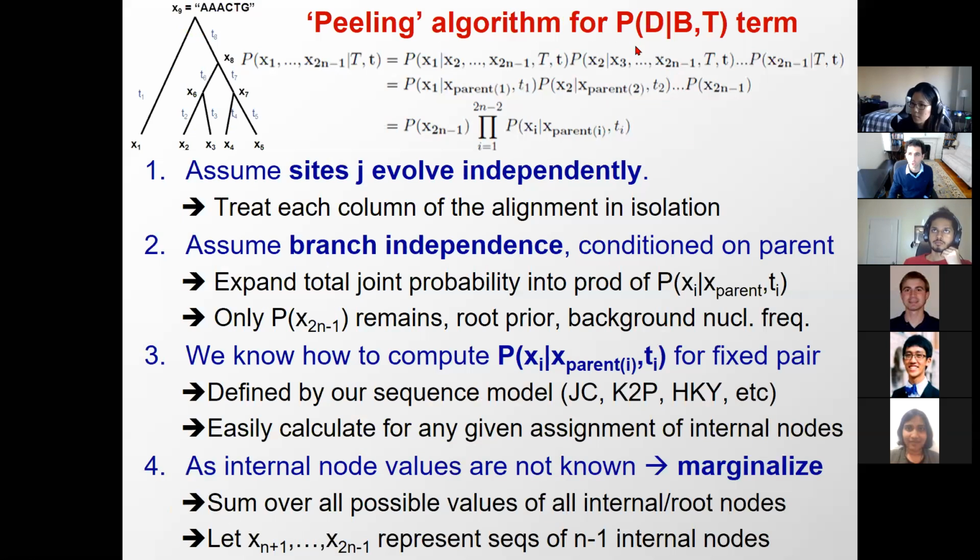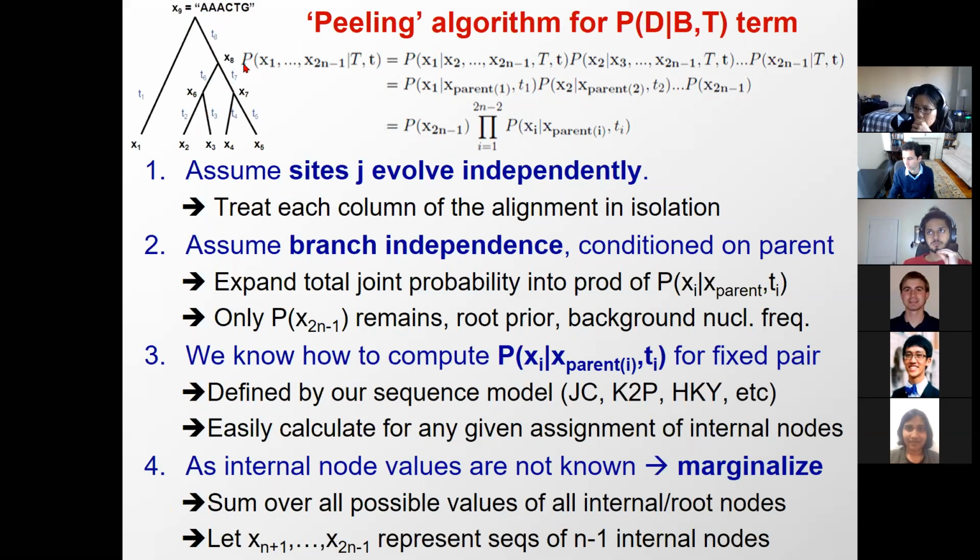Okay, so this is basically Felsenstein's peeling algorithm for how we compute this probability of the data given the branch length and the topology. So suppose that I have some sequence AAA CTG in the ancestor. My question is, how likely am I to generate different types of sequences from that ancestor?